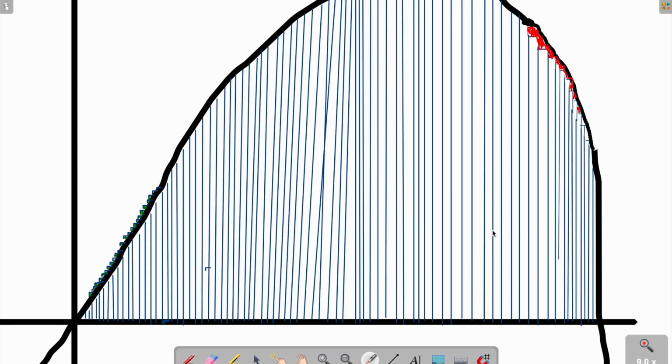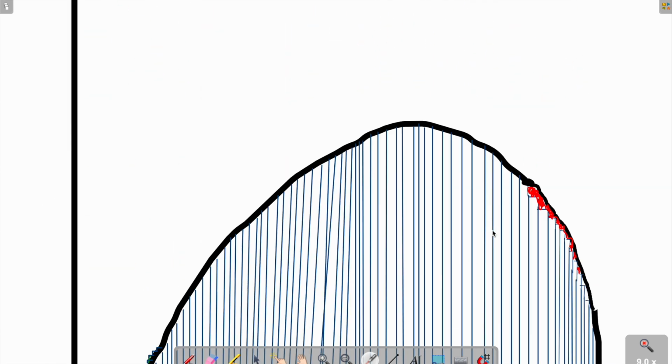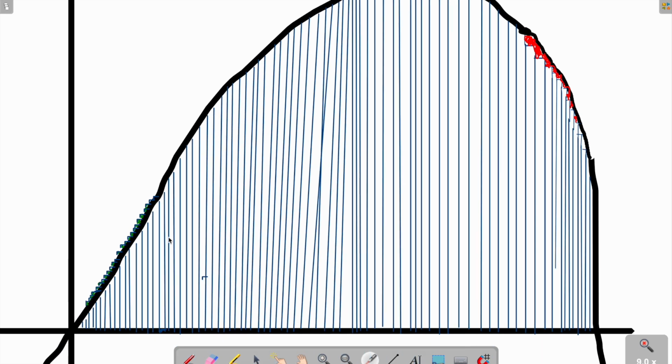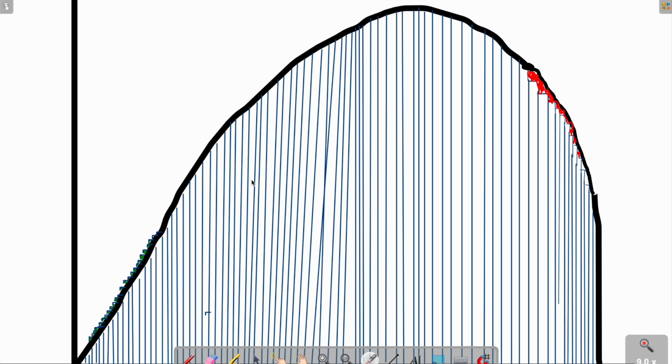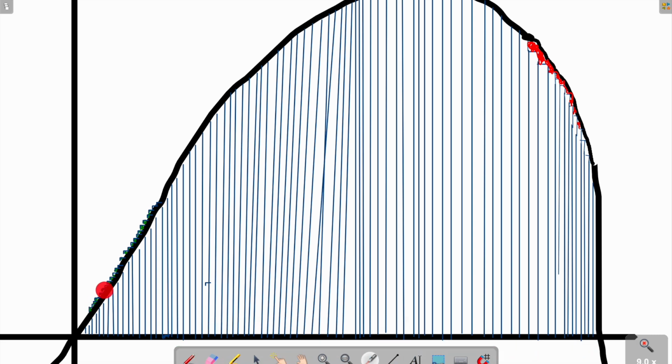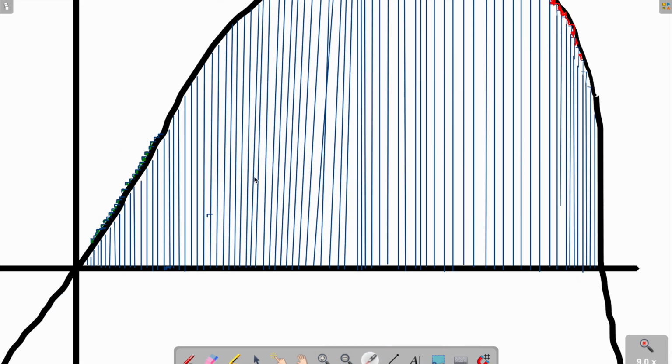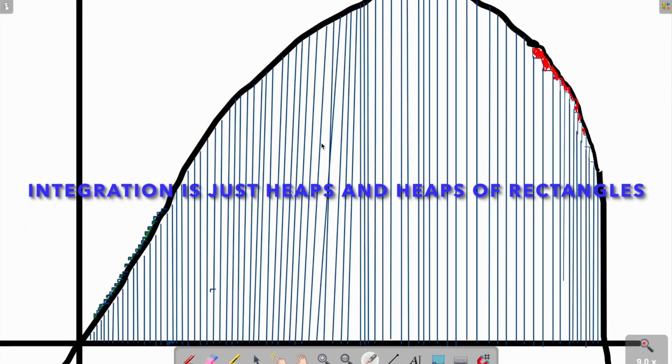As we can see here, look how many more rectangles there are compared to here. With that, this has provided us with a much better estimation of the area under the curve, as there is a lot less overestimation and a lot less underestimation in comparison to here. So the general principle is the more rectangles we put, the better the estimation of the curve.